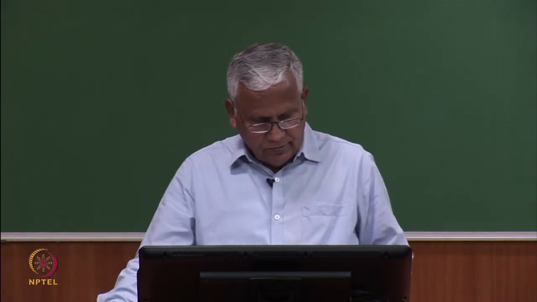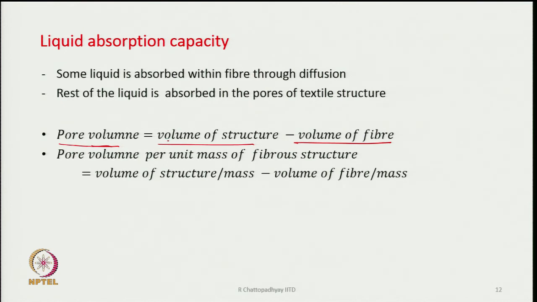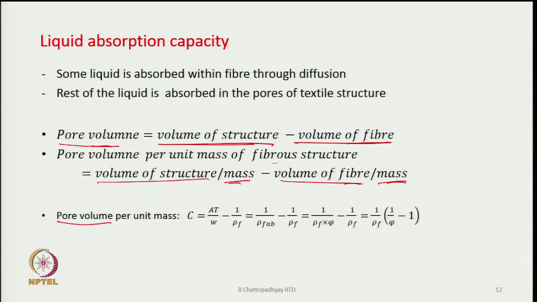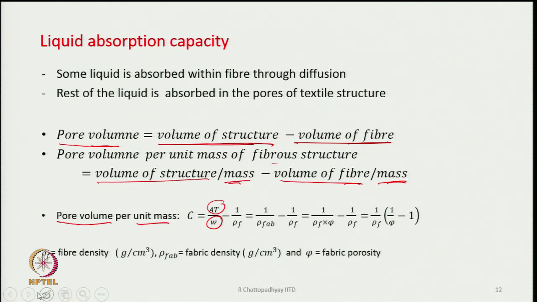So, from the theory point of view, the pore volume is the volume of the structure as a whole minus the volume of the fiber. So, pore volume per unit mass of fibrous structure is the volume of the structure divided by its weight, minus the volume of the fiber divided by the weight of the fiber. So, we can write pore volume per unit mass C is AT by W minus 1 by rho f. What is A, what is T are all stated here. A is the area, T is the thickness and W is the weight of it.